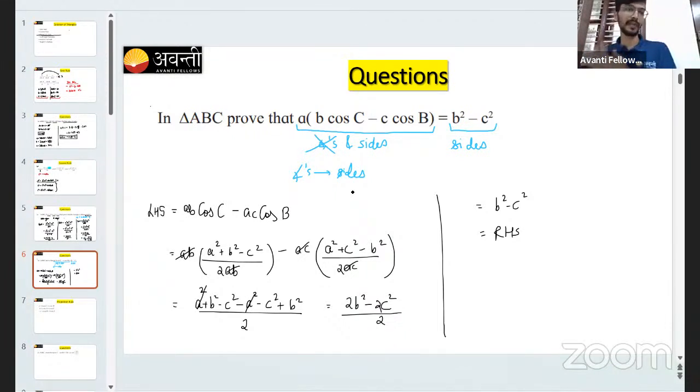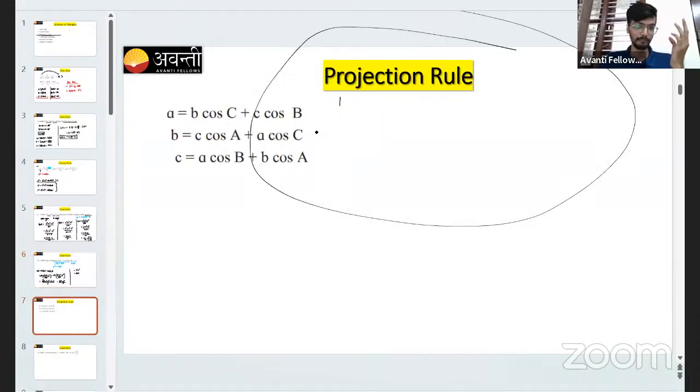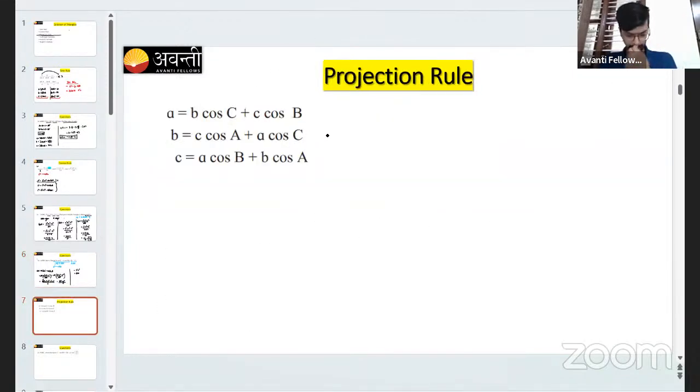Just convert side to angle by using sine rule or cosine rule. Now, do you remember the third one? What are we going to talk about in the third one? Sine rule was today's aim, cosine rule was, and the third one was projection rule. Now, projection rule basically, let me tell you how. Projection rule is basically a modification of cosine rule.